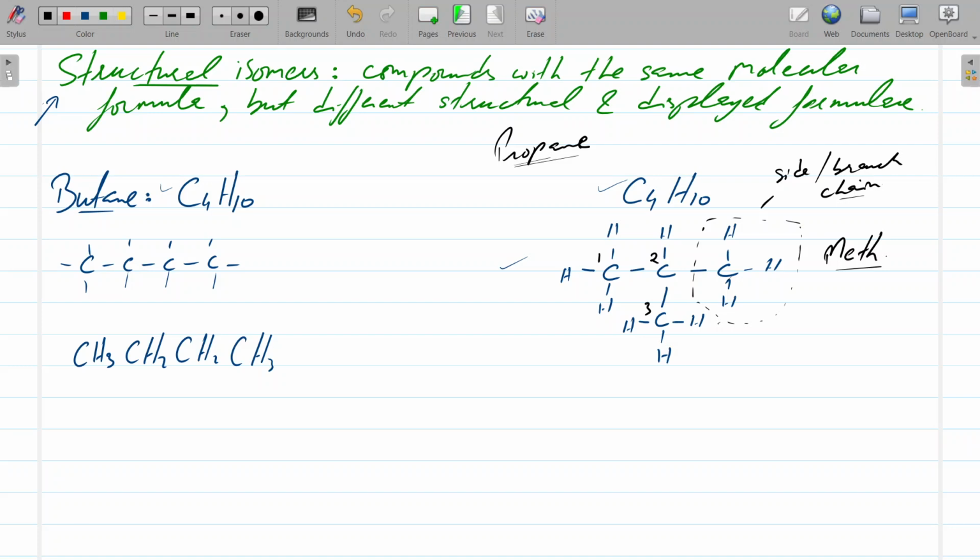So what we do is we start with the position of the side group in the naming. Now, how do we know the position of the side group? We name it using the number of the carbon that it is attached to. So in our numbering, this side group or side chain is attached to carbon number 2.